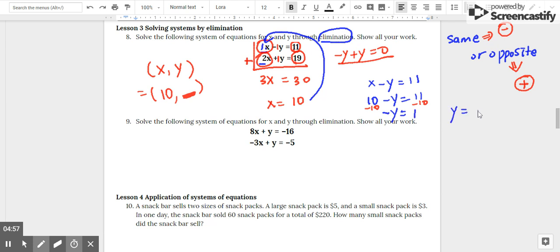So y is equal to negative 1, because you have to divide by negative 1, divided by negative 1. 1 divided by negative 1 is negative 1. So the answer is 10 and negative 1.